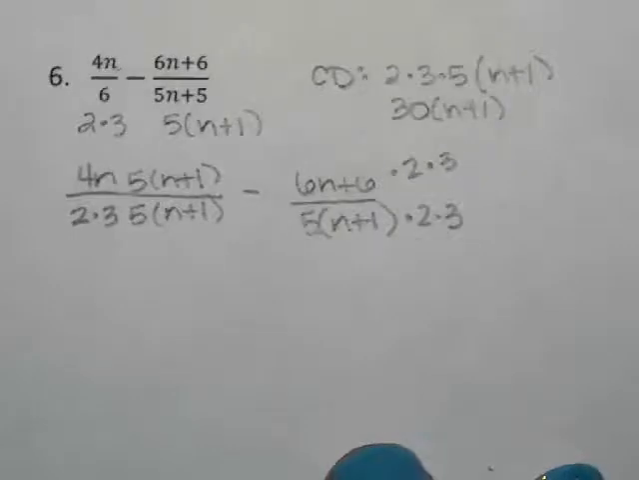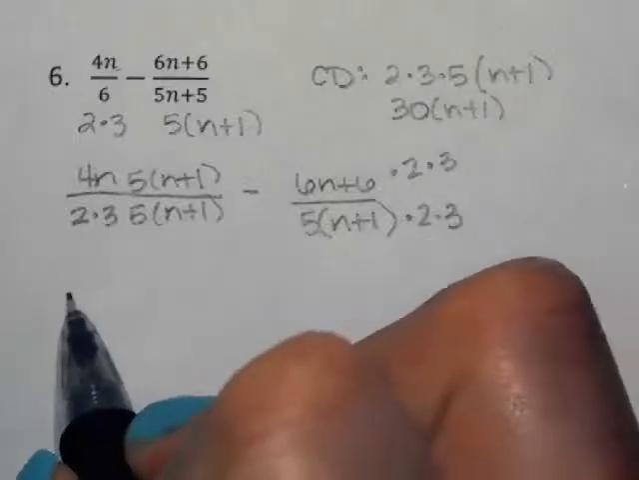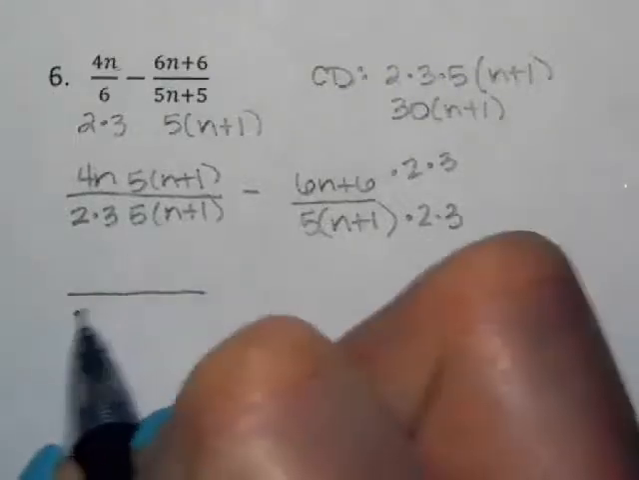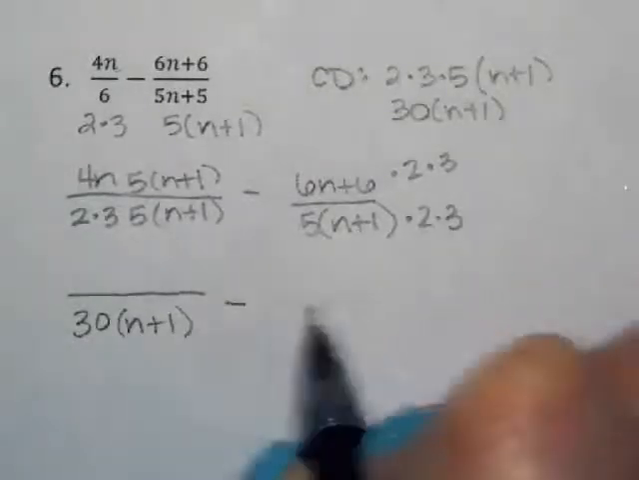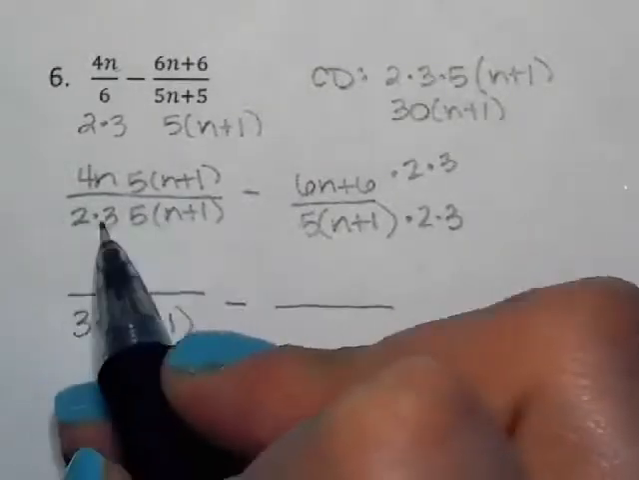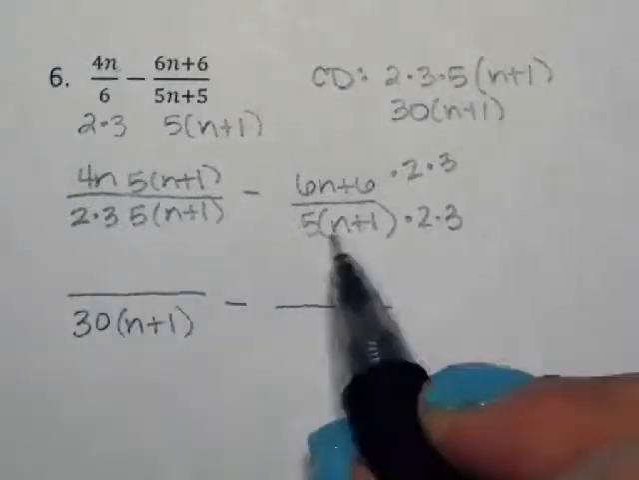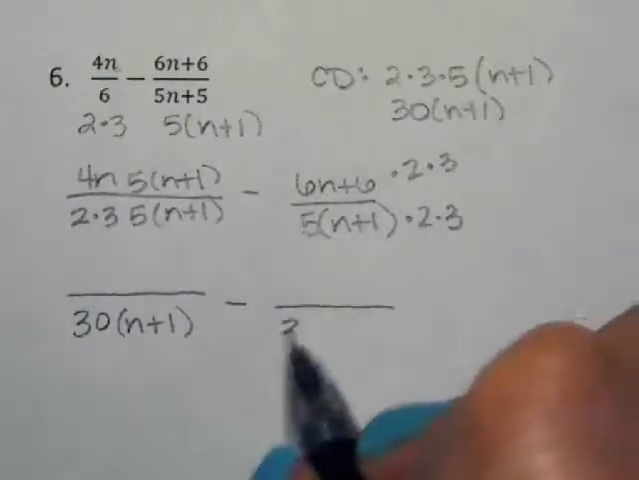All right. Brains are okay? Okay. So we already said that the bottom, if we did 2 times 3 times 5, that's 30. 2 times 3 times 5 is 30. Okay.